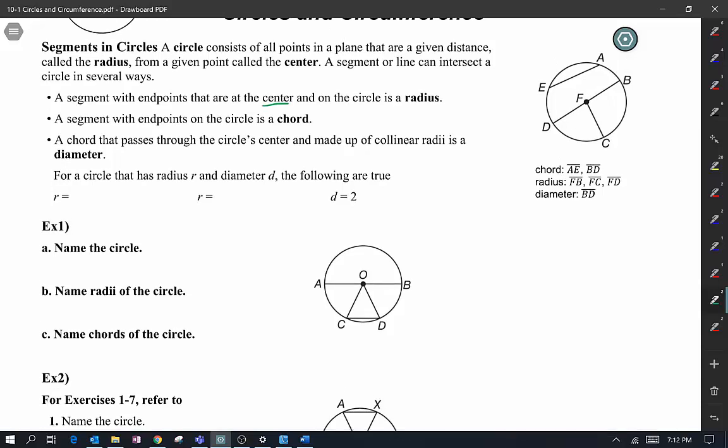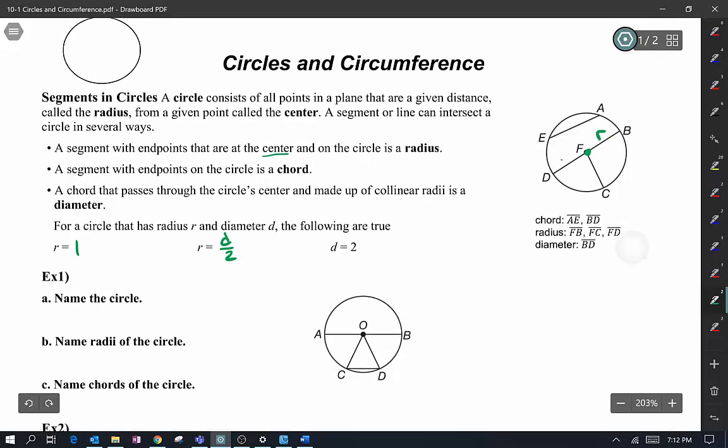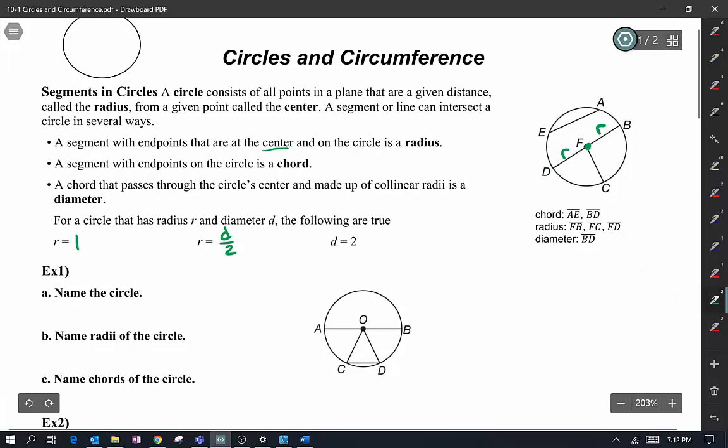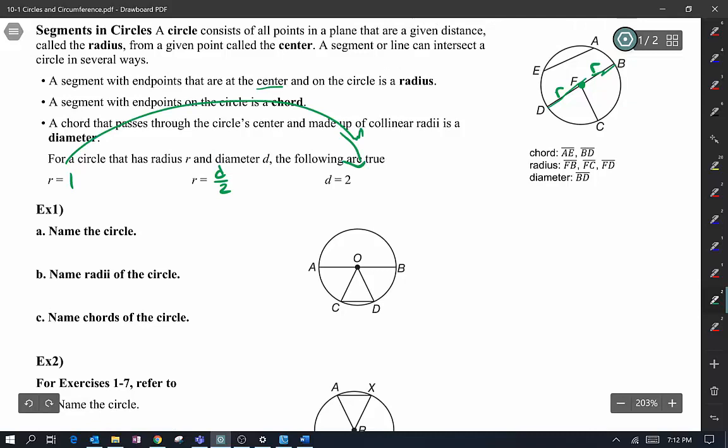Okay, so for the circle that has a radius r and a diameter d, the following are true. Let's say the radius is 1. The radius is also equal to the diameter divided by 2. That makes sense, right? This is a radius, and this is also a radius, so two radiuses make a diameter. I think you've learned that somewhere around 5th or 6th grade. So if the radius is 1, then the diameter is 2, or the radius is half of the diameter. That's all that's saying there. Pretty simple.